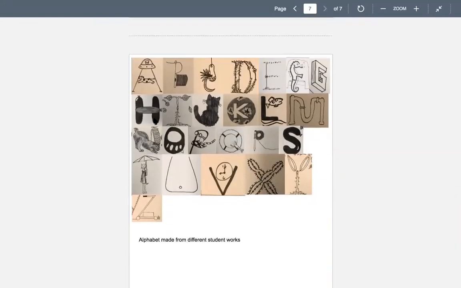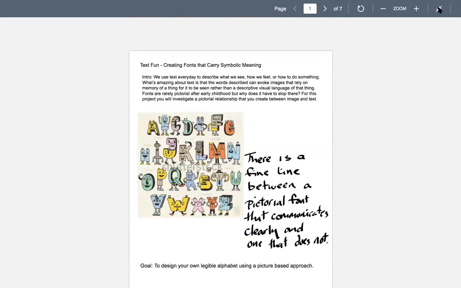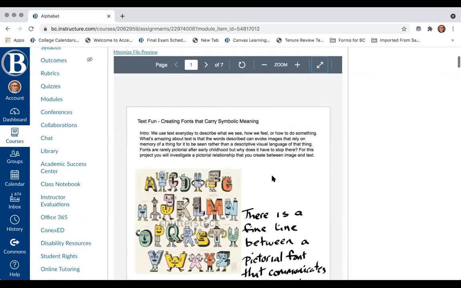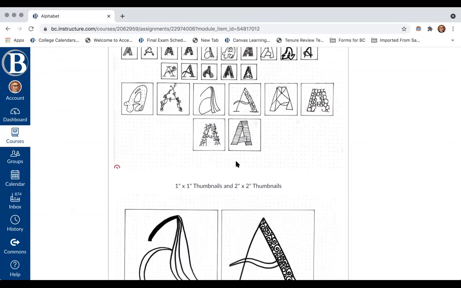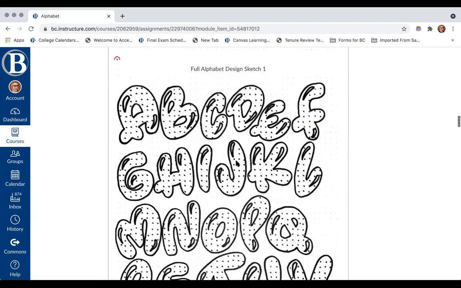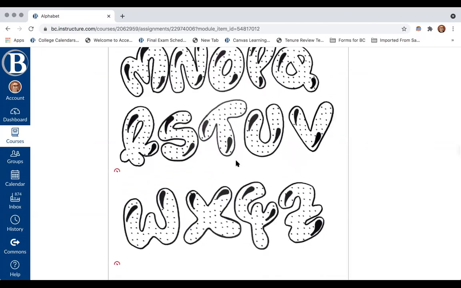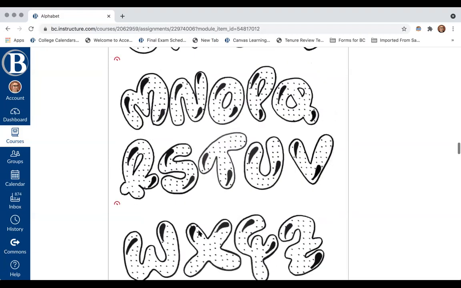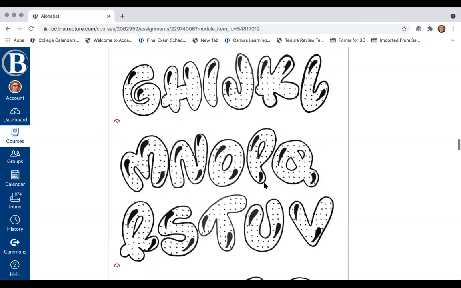This is the alphabet I made from all these different examples from all these different students. And then when we look inside here, I also have some examples from the past quarter. So this is a student's thumbnails, and then their larger thumbnails, and then their whole alphabet, two whole alphabets, and then their final product, okay? Value shown by the dots. I really wish that we had had a chance to bring marker values into this. I think it would have been great.